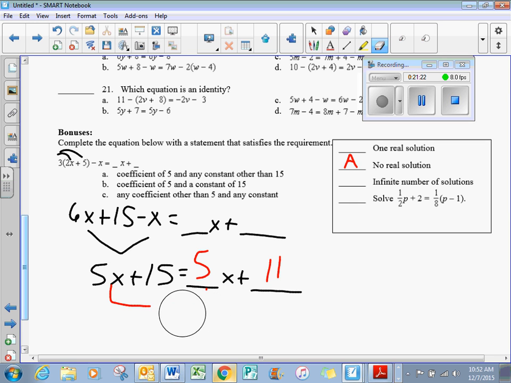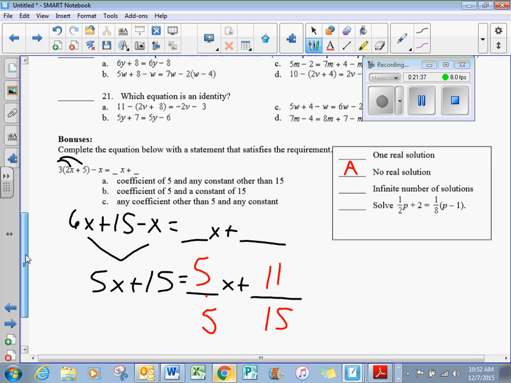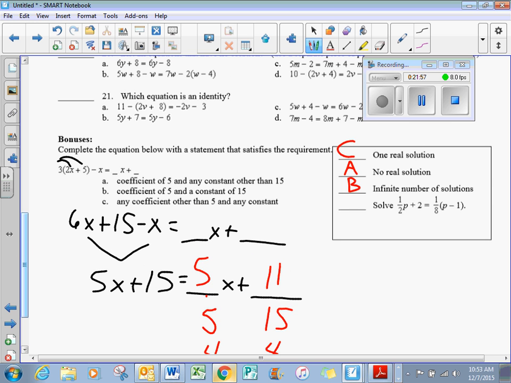All right. So what would happen if we put in 5 and a constant of 15? It'd be infinite solutions. They're exactly the same. So that'd be identity or infinite. So that's B. Okay? And then any coefficient other than 5 and any constant. So that just means, what if I put in like any, let's put in a 4 and a 4. What am I going to get? One solution. I'm going to get one solution.